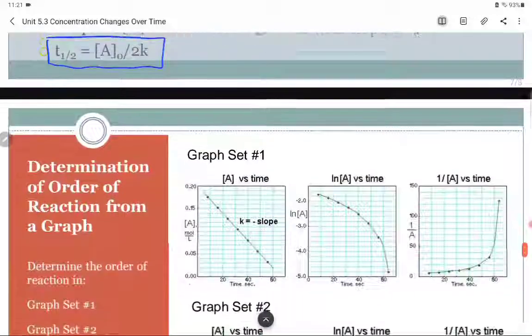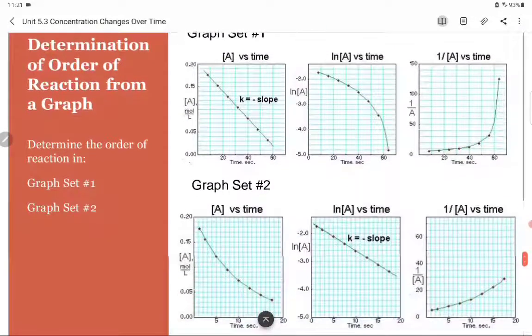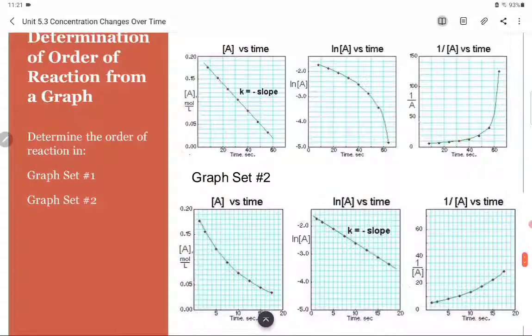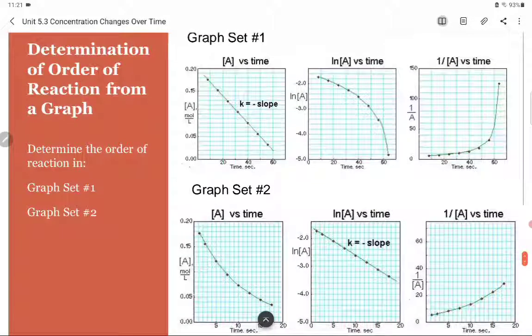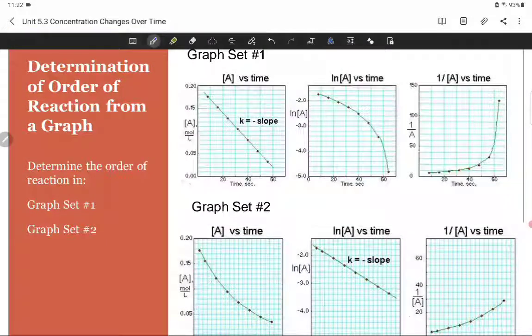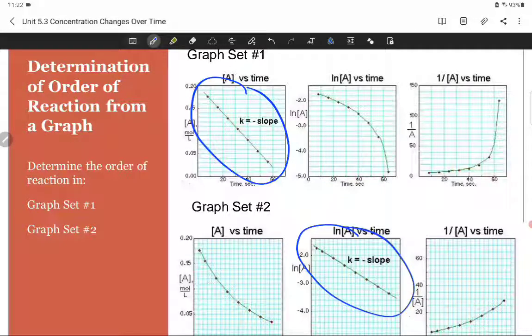And lastly, let's try to interpret some graphs. I would say this would be a very typical question. Actually, I guess there's two questions. So we have graph set 1 and graph set 2. And we have to be able to look at these and interpret what kind of order of reaction. All we're looking for is the straight lines. So this straight line appears with concentration over time, so that is zero order. And then this graph set 2, the straight line is with natural log, so that is first order.